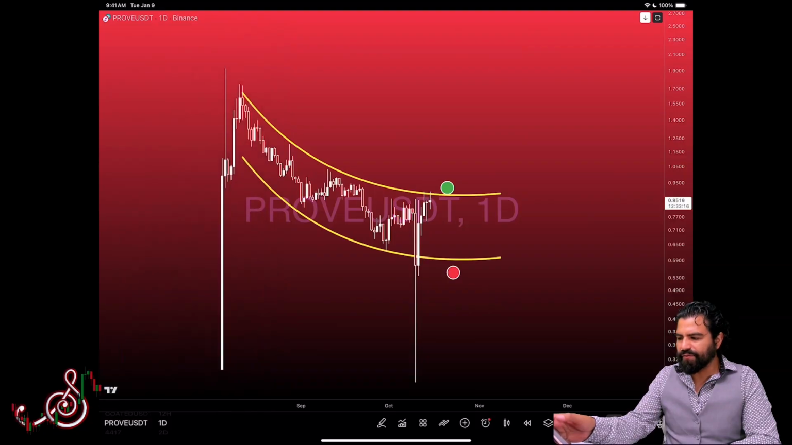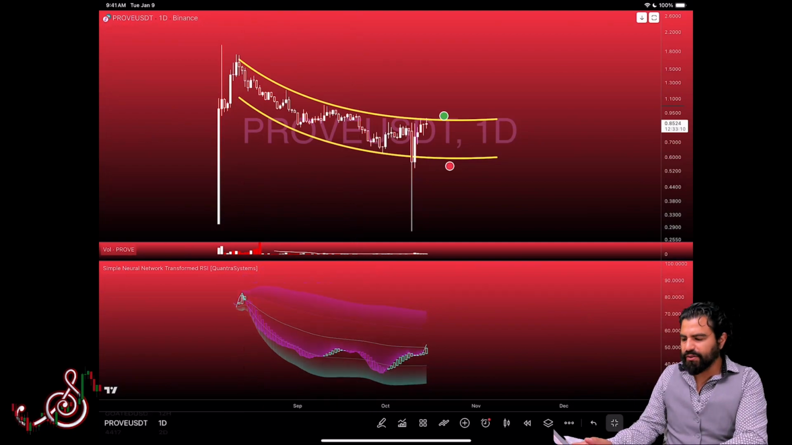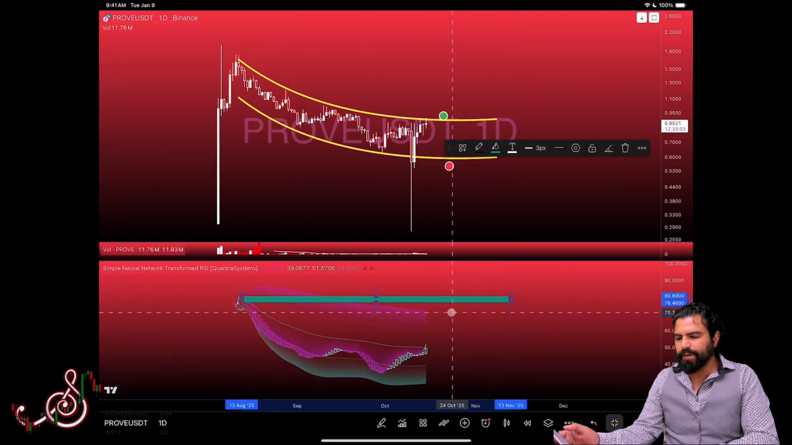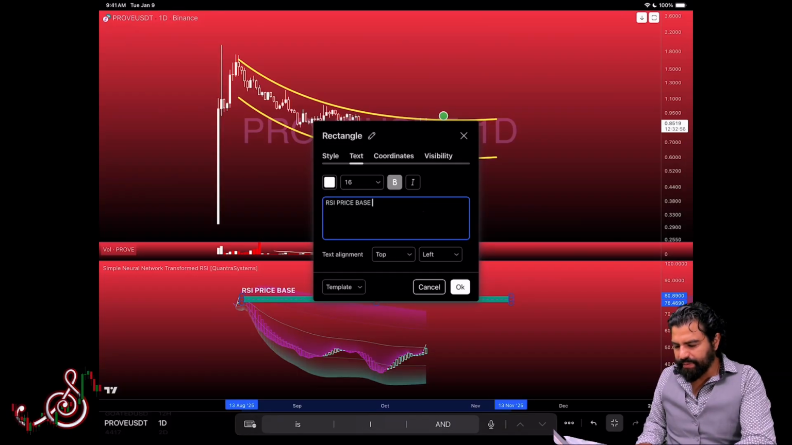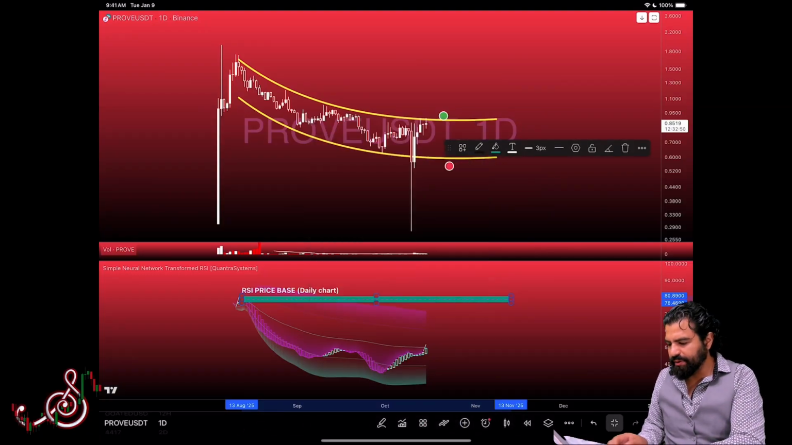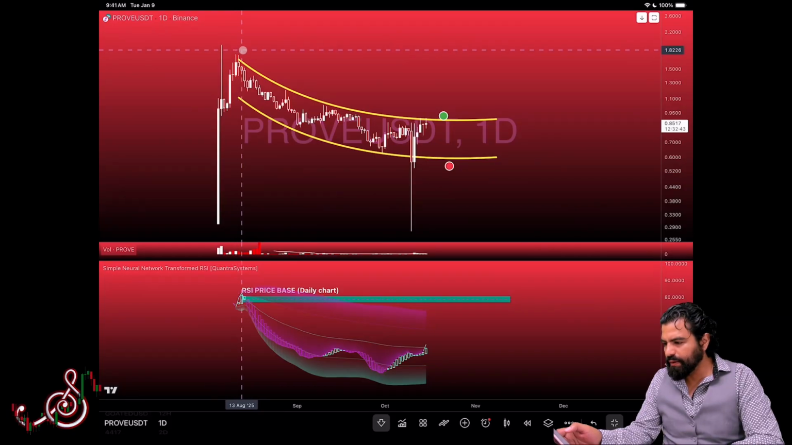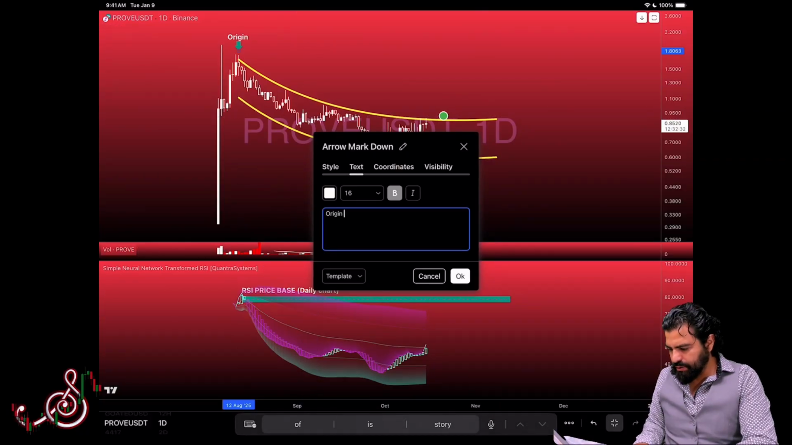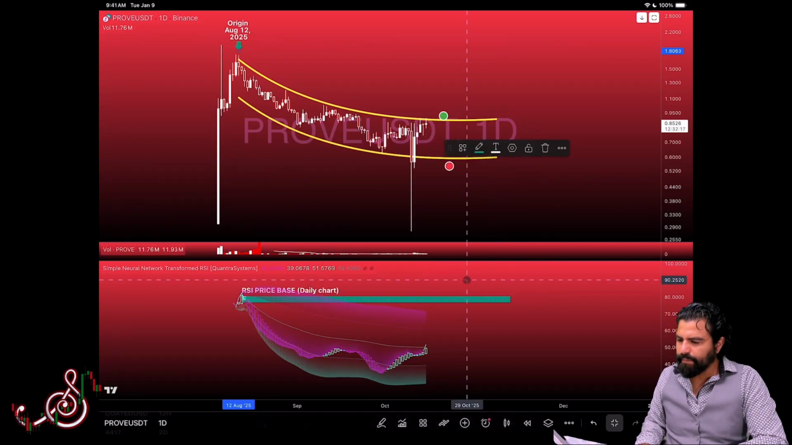Let's go down to the time frame. Let's start with our RSI. Okay, there's no correspondence to the top, no correlating top. If you want to draw it, I'm going to call this RSI price base. I'm going to put daily chart, and we can put the corresponding arrow in the date. The origin is going to be here. Origin: August 12th, 2025. Okay.